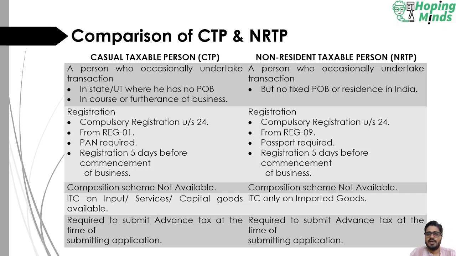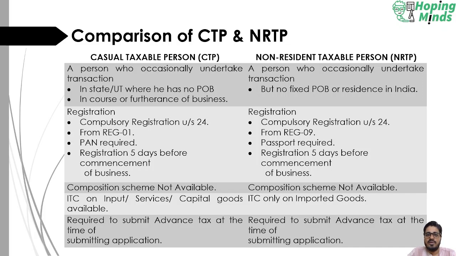Let us quickly compare the provisions related to CTP and NRTP. A person who occasionally undertakes transactions in a state or union territory where he doesn't have any place of business, in the course or furtherance of business, is a casual taxable person. Whereas a person who occasionally undertakes transactions but doesn't have any place of business or residence in India is a non-resident taxable person.